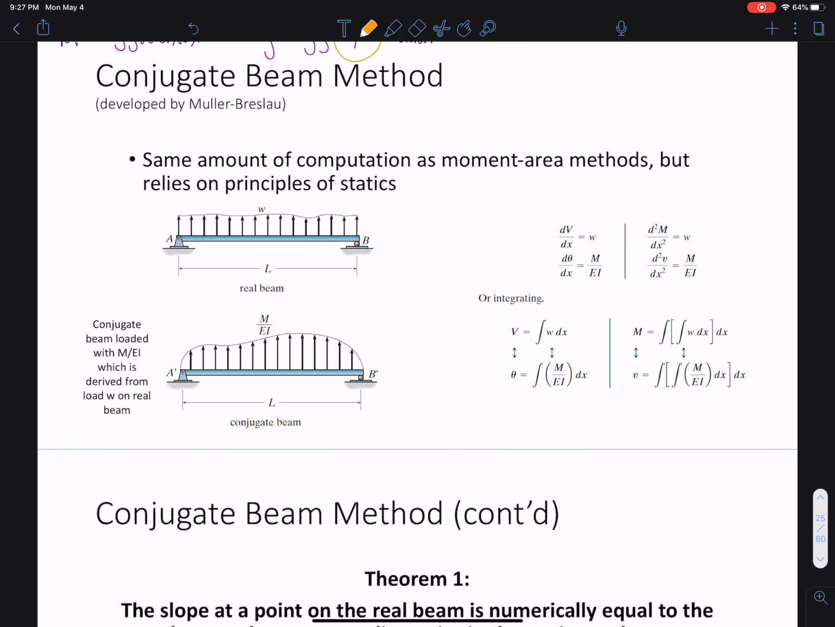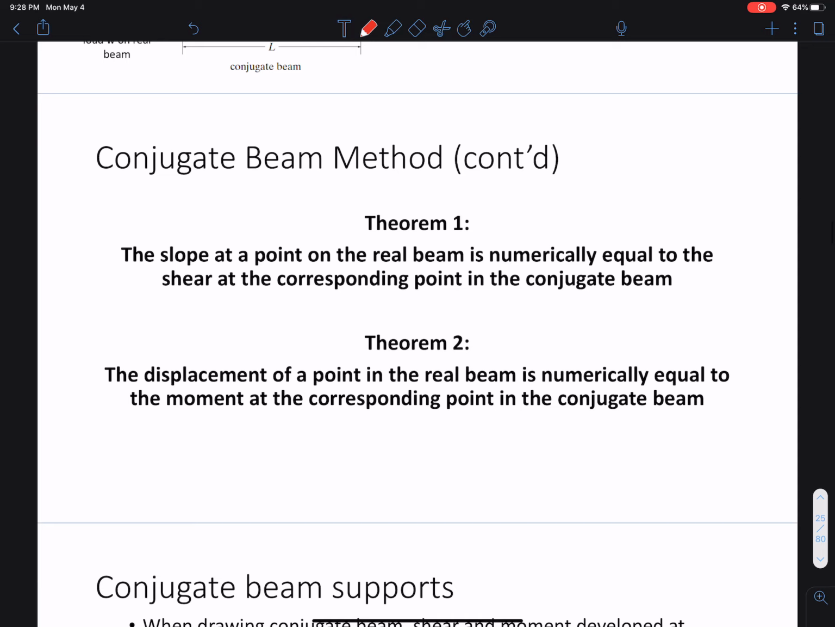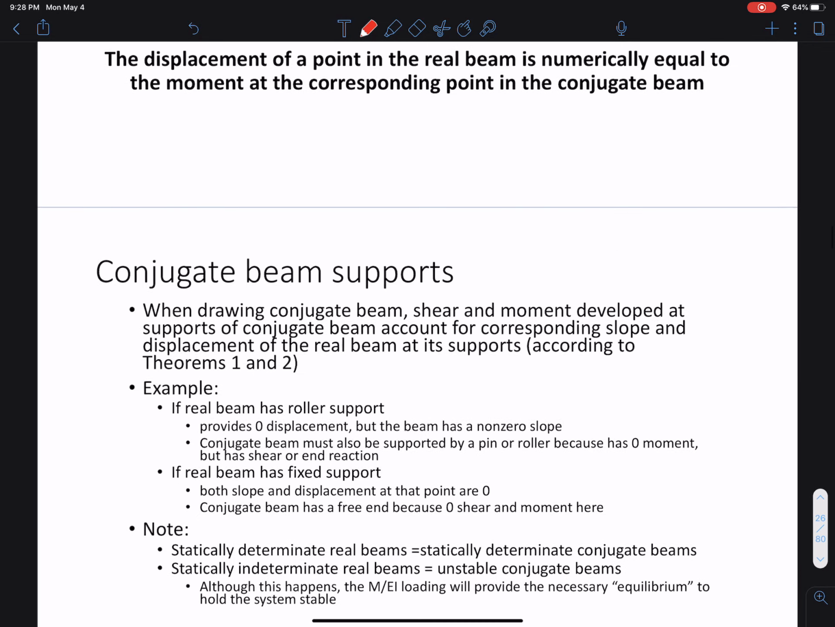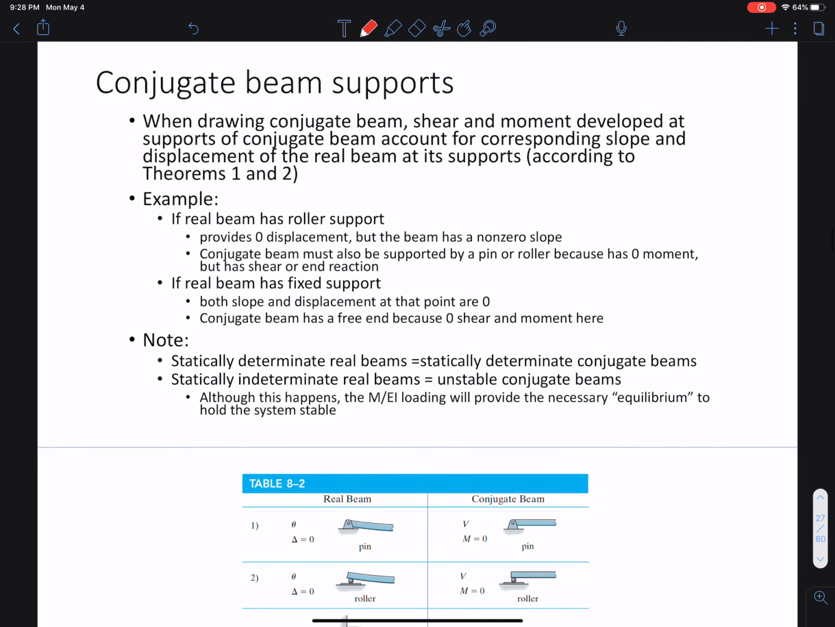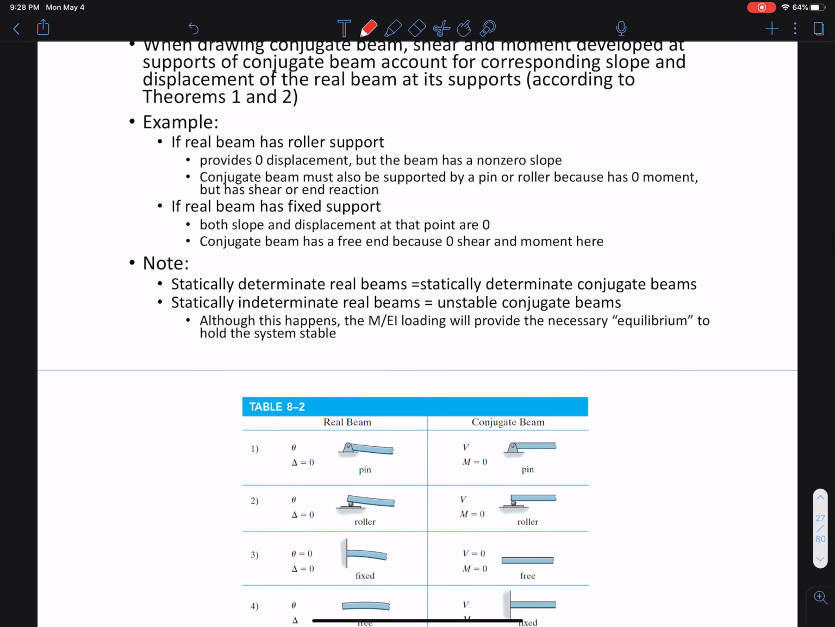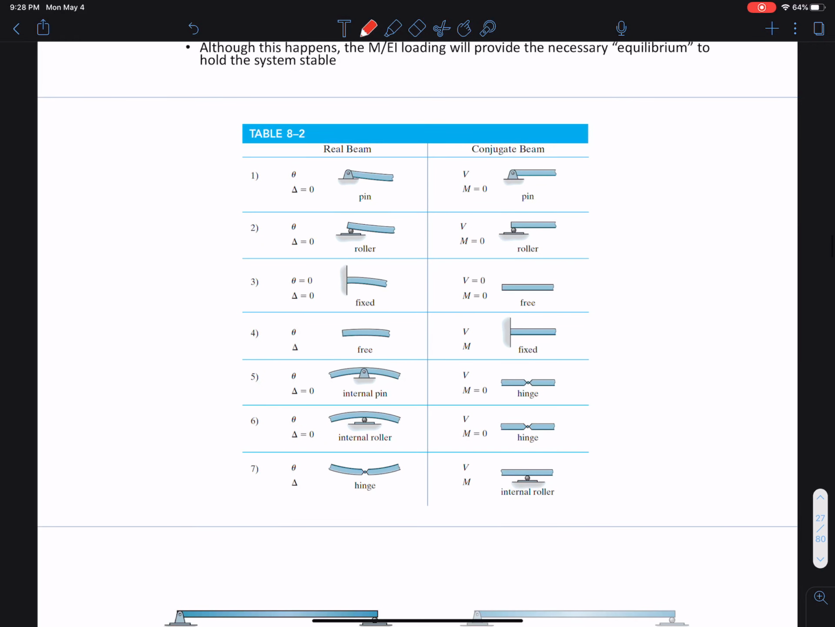The conjugate beam basically means this is our real beam, but instead I'm going to turn this into a conjugate beam by loading it with M over EI. Okay, and here, these are the theorems. Now the next interesting point that we need to remember: I suggest for now you try to understand this, but also memorize it the best you can. You can also use this on your exam, so it shouldn't be a problem. But make sure you get how to switch these.